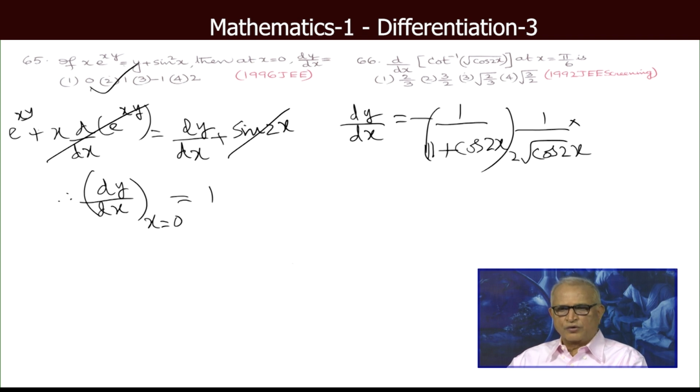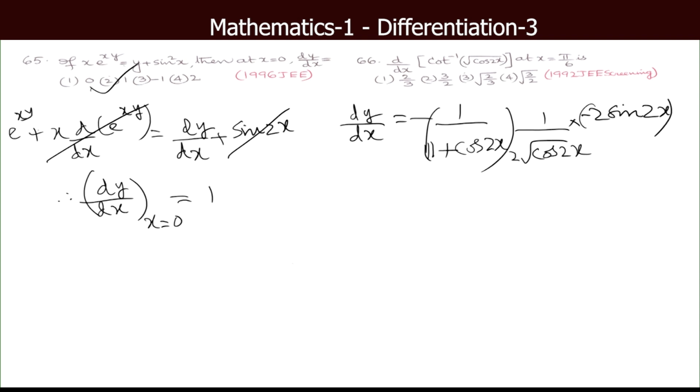The third one is cos 2x. Derivative of cos 2x is minus 2 sin 2x. Well, 2 and 2 can be cancelled, minus also can be cancelled, minus into minus plus.